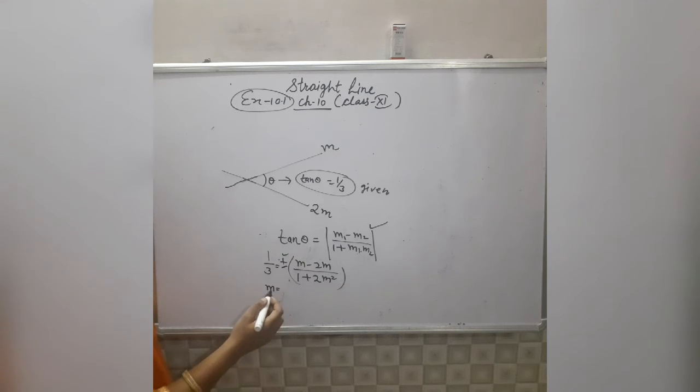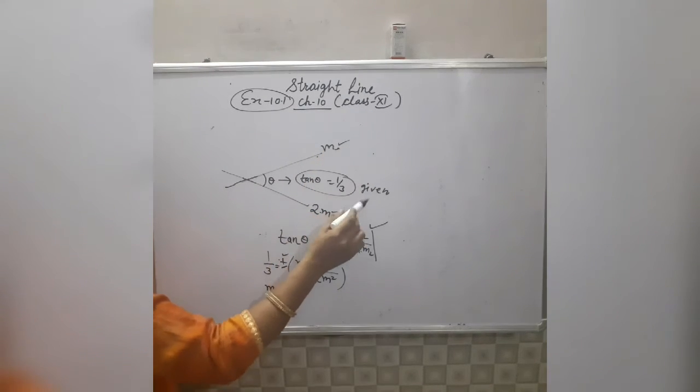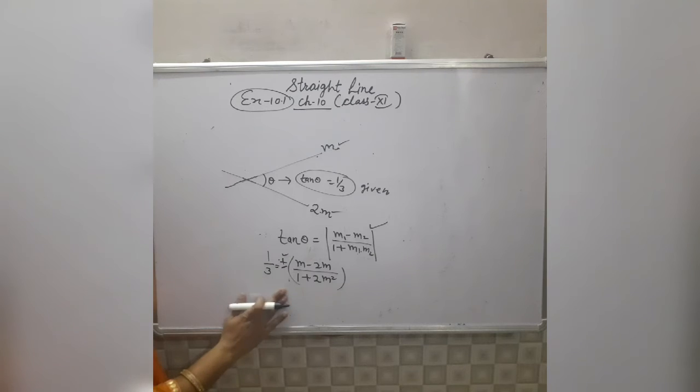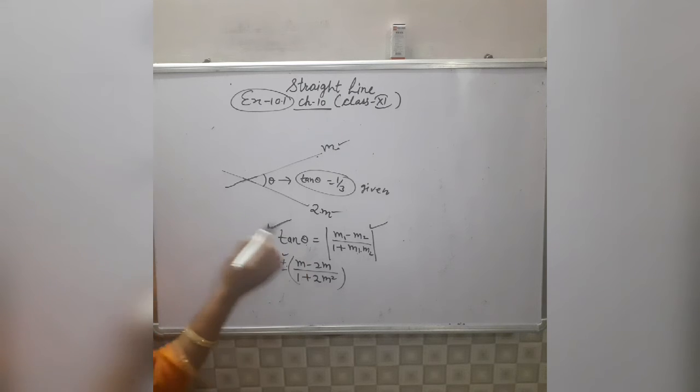Clear? One value of m gives you the slope of the first line. If you multiply it by 2, it gives you the slope of the other line. Maybe you will get the same value in both cases, but simplify both cases one by one, because when you remove this mod sign, you take plus and minus both. So learn this formula for the angle between two lines also. So this is question number 11.